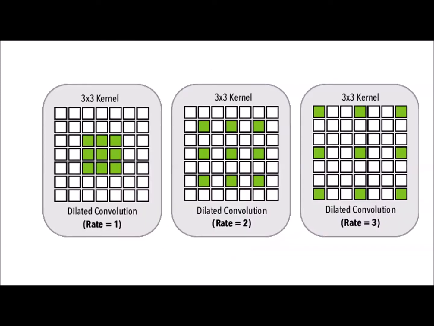Here we have a 3x3 kernel with the dilation rate 1, which means it is normal convolution only. Here we have a 3x3 kernel with the dilation rate 2, so it covers the 5x5 image patch area of the input. If we consider a 3x3 kernel with a dilation rate 3, then it can cover a 7x7 image patch. Similarly, if we take dilation rate 4, it can cover a 9x9 image patch.